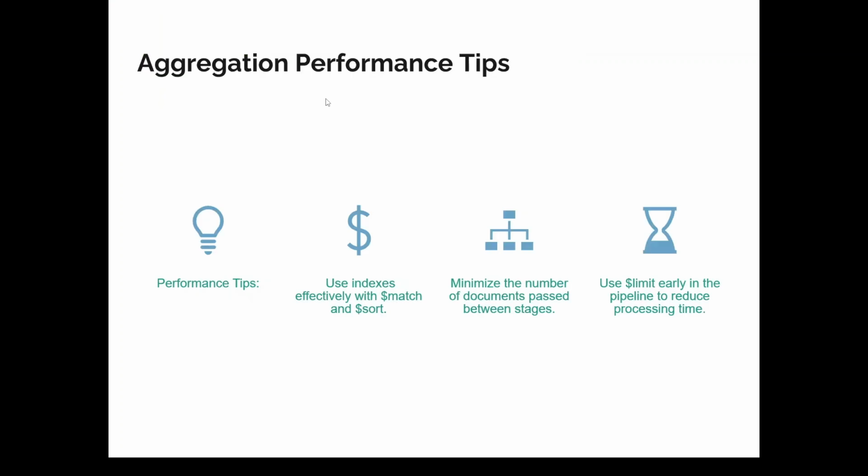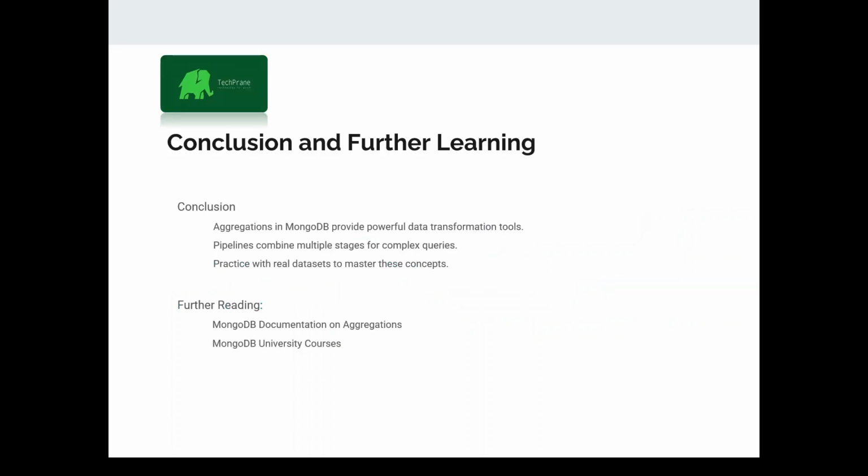Performance tips. So aggregation performance tips. Make sure that you use indexes effectively when using a match and a sort. Minimize the number of documents passed between stages, so make sure that you're filtering, and use the limit early in the pipeline to reduce the processing time. So aggregations are an extremely powerful way of querying your data in MongoDB. They help you to combine multiple stages for complex queries. We've just scratched the surface here.